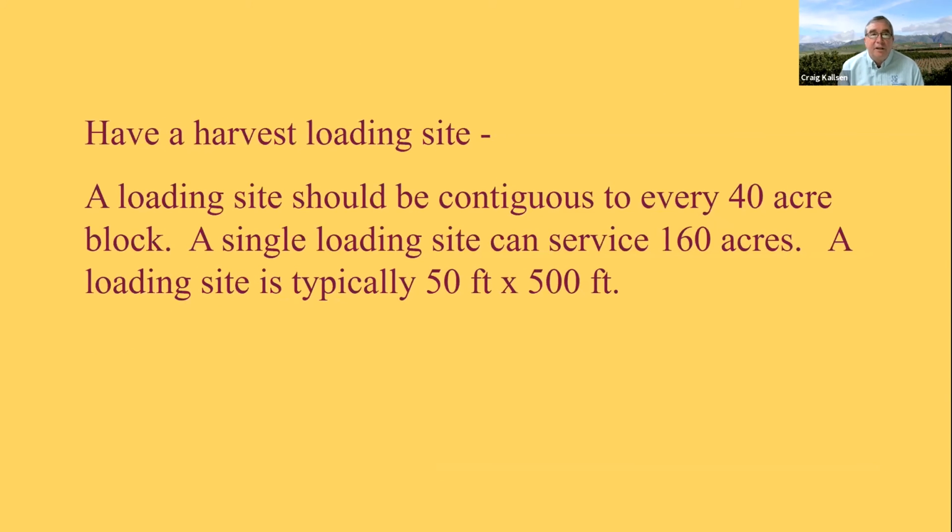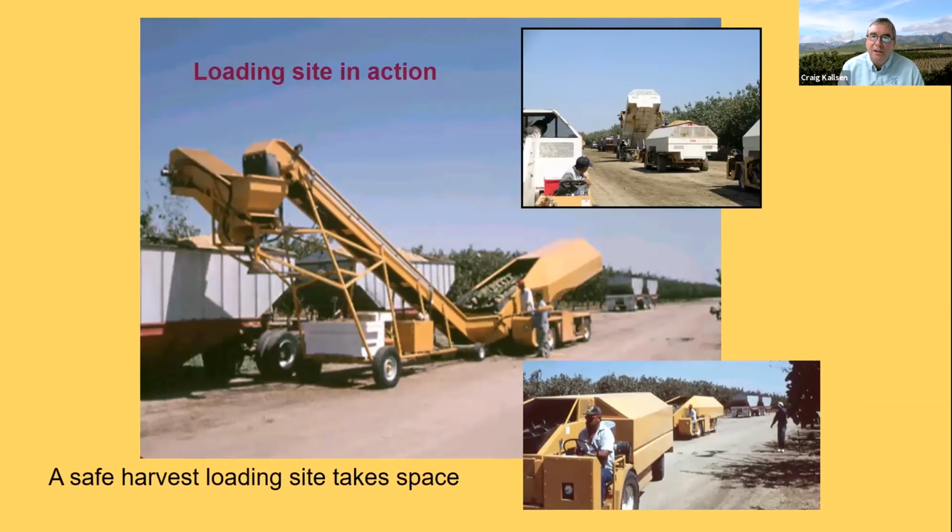You should also have a harvest loading site somewhere adjacent to your orchard. And it should be contiguous. That means next to every 40-acre block. Now, a single loading site can service probably 160 acres because it's going to be in the middle of these orchards. And a loading site is typically about 50 feet by 500 feet in dimension. I know that seems like a lot of ground, but the loading sites can be pretty busy places during harvest.